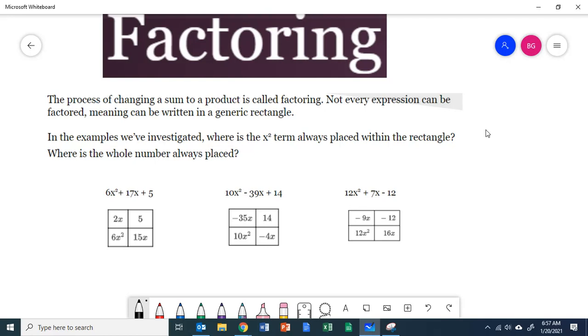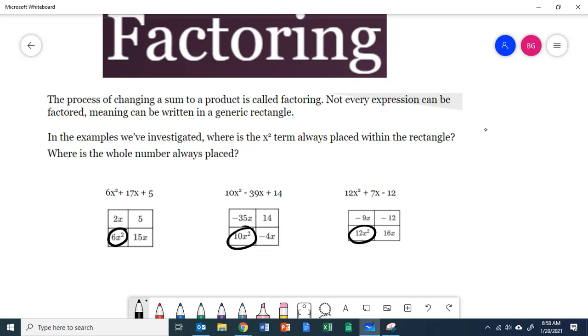So in the examples we've investigated from above, where is the x squared term always placed within the rectangle? Hopefully you're like, all the x squareds are in the bottom left-hand corner. That's where we will always want to put our x squareds. I know sometimes we maybe don't build it that way, but that's where they're going to end up being for this stuff. So our x squareds are going to be in the bottom left-hand corner.